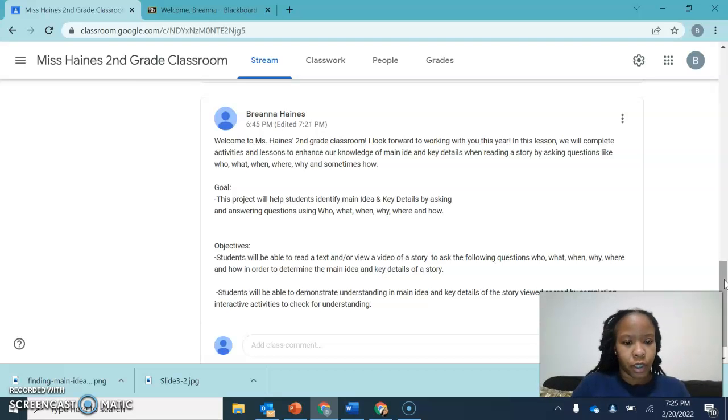So let's get started. Our objective is that, at the end of this lesson, you should be able to read a text and/or view a video of a story and ask the questions who, what, when, where, why, and how in order to determine the key details of a story.